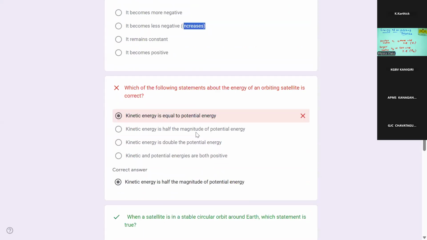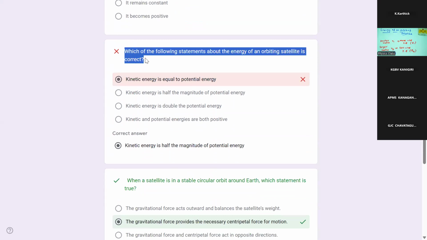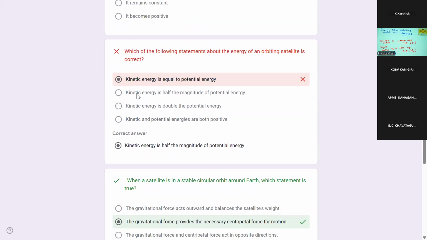Okay, good. And the third one, which of the following statements about the energy of the orbiting satellite is correct? The correct answer is option 2. The kinetic energy is half the magnitude of the potential energy. You don't look at the sign, whether positive or negative. Just look at the magnitude, that is, the value. Clear? Okay. Next.